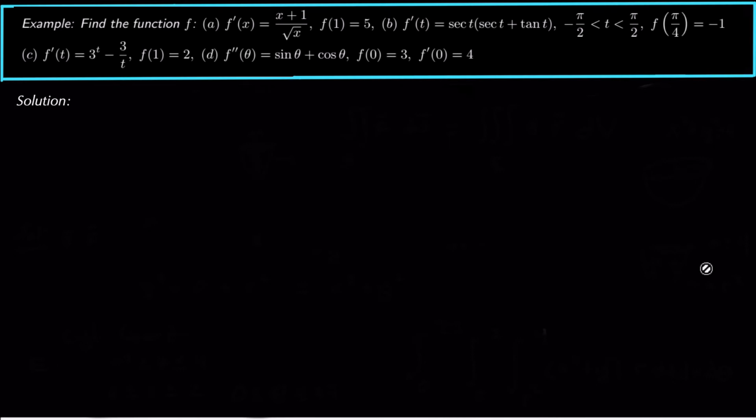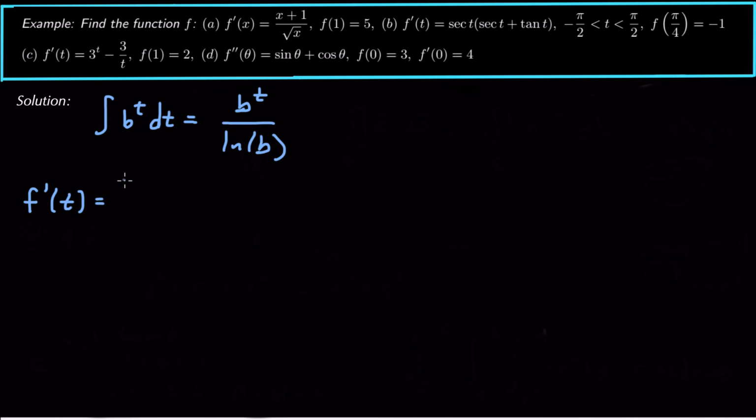Let's look at part C. For part C, there are a few things we need to remember. The first thing we need to remember is the antiderivative of b to the t dt is equal to b to the t over natural log of b. So that's going to be important. So the first one, f prime of t equals 3 to the t minus 3 over t.